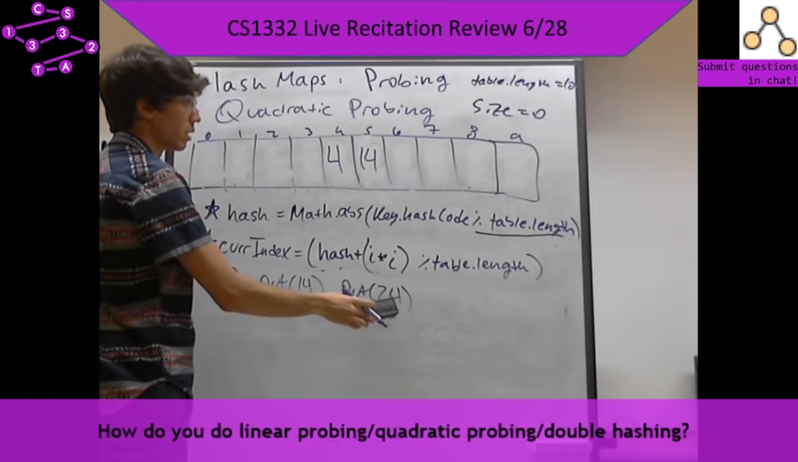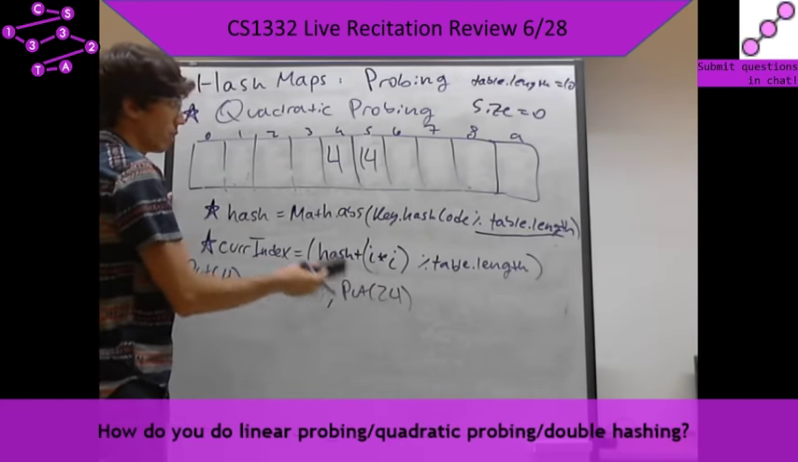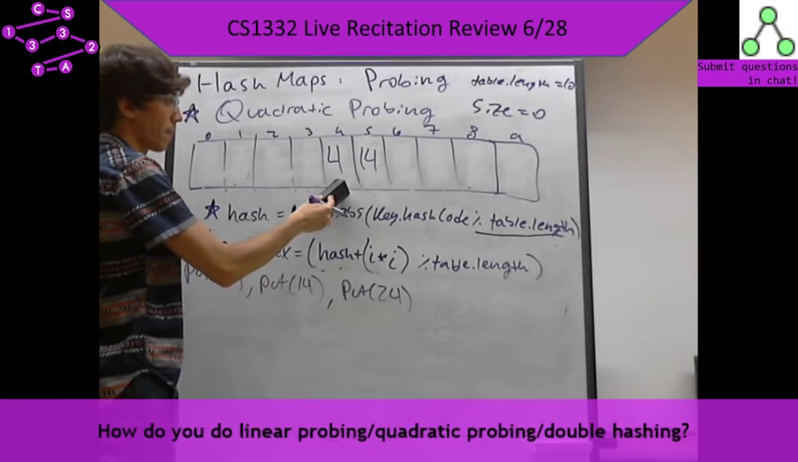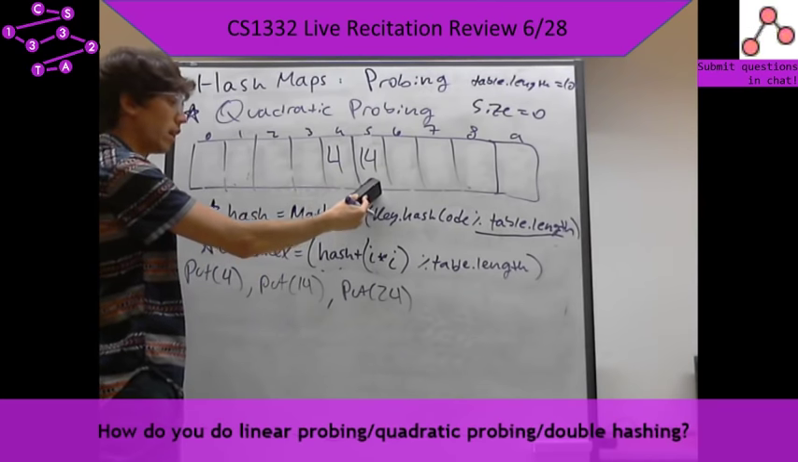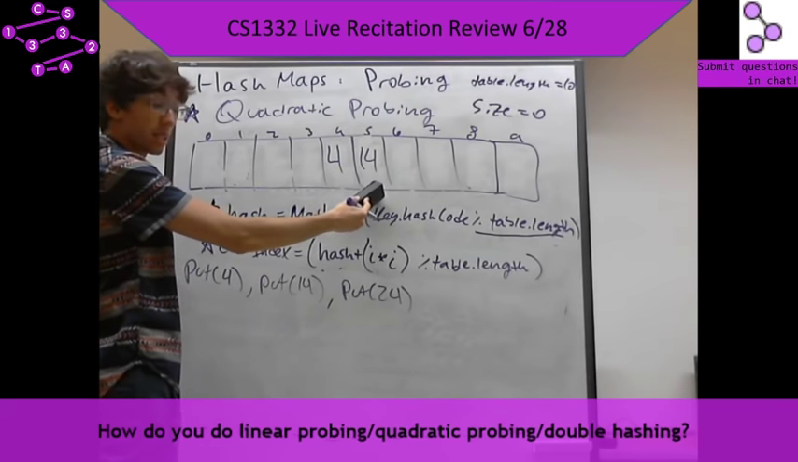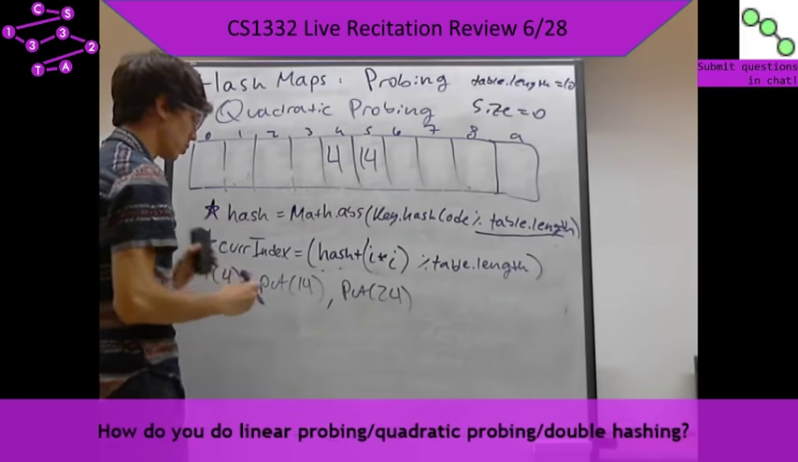Again, 24 modded by 10 is going to be 4, right? That'll place us here, okay? We'll let i equal 1, which will place us here. That's where 14 just went. But uh-oh, Speed Racer, that's still occupied. So now let's look at what happens when i equals 2.